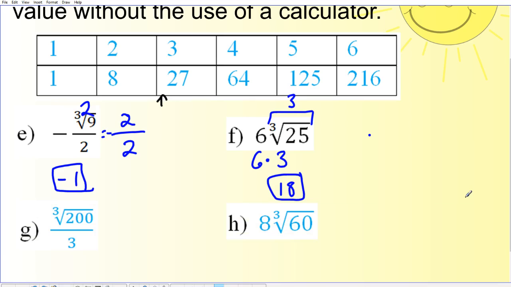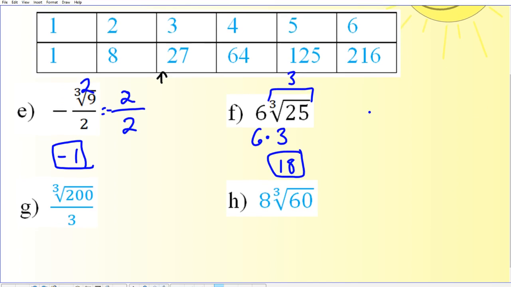But we are not using a calculator if we can. So please try these two problems without a calculator. Try to estimate their values without a calculator. When you're ready to continue, hit play and we'll go through them together. Okay, so here's what we got.